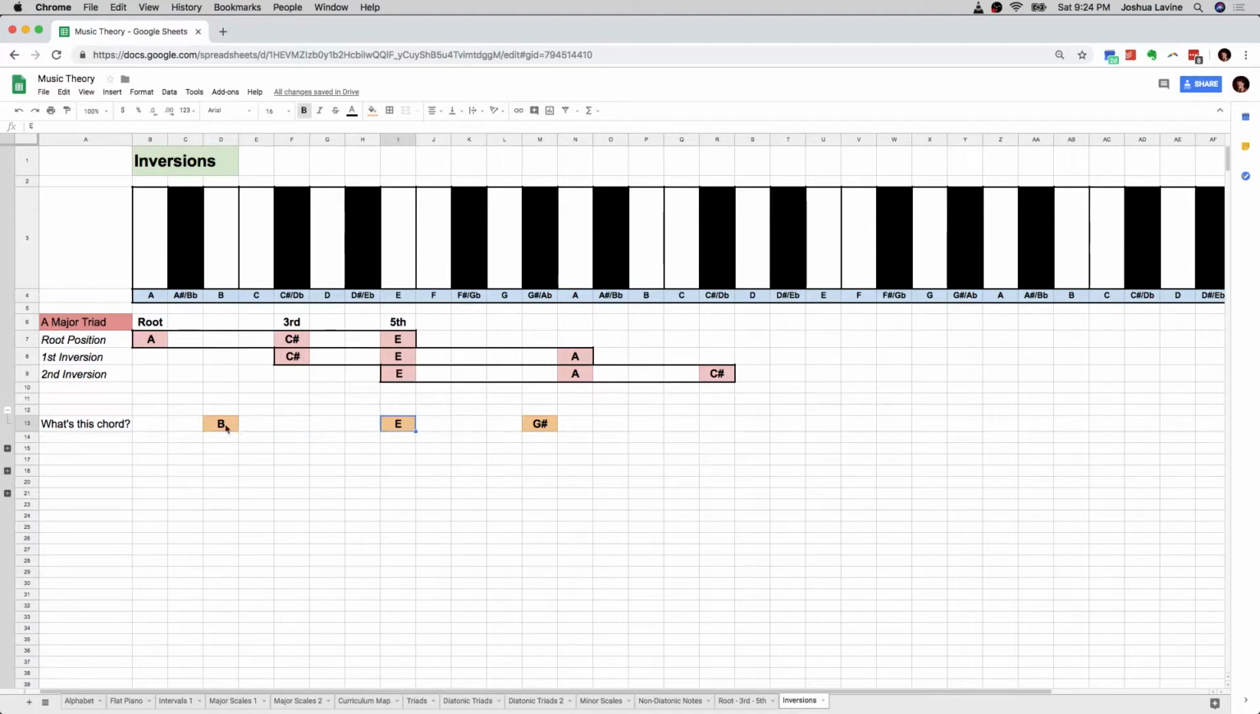That's a fourth. But if I take this B and I move it over here, now it looks a little bit more familiar. From E to G sharp is 1, 2, 3, 4. That's a major third. From G sharp to B is 1, 2, 3. That's a minor third. This is an E major chord.